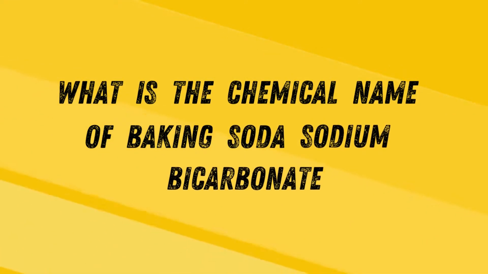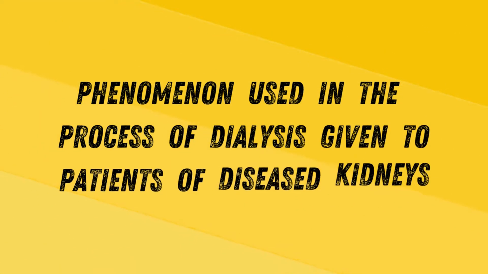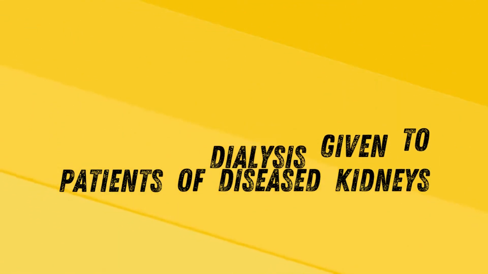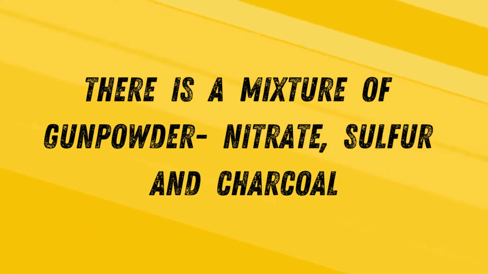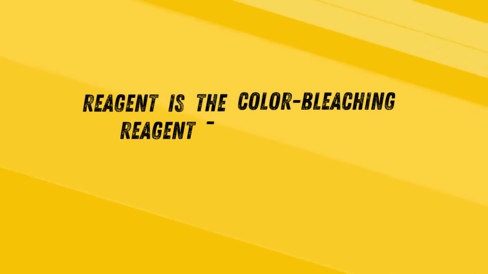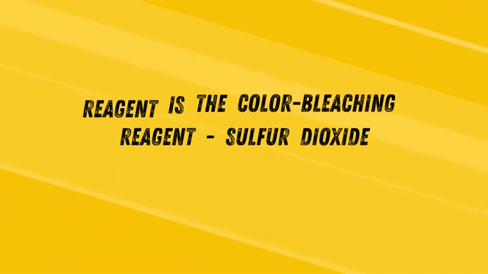Calcium carbonate. What is the chemical name of baking soda? Sodium bicarbonate. The phenomenon used in the process of dialysis given to patients of diseased kidneys. Gunpowder is a mixture of nitrate, sulfur and charcoal. The color bleaching reagent is sulfur dioxide.